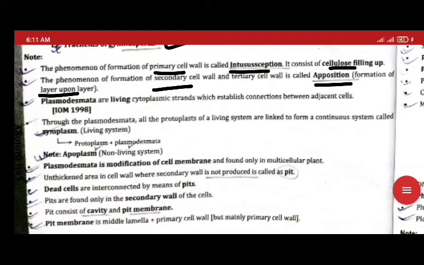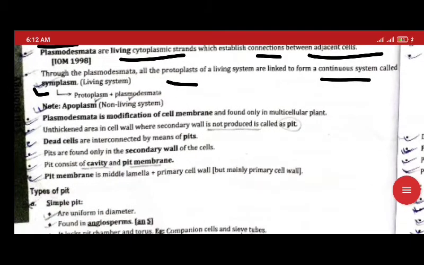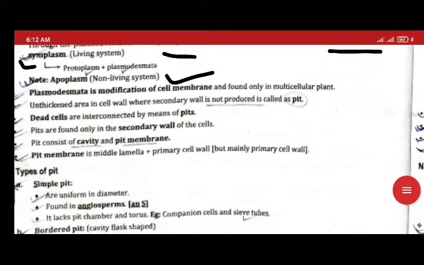Now plasmodesmata are living cytoplasmic connections between two adjacent cells. Through plasmodesmata, the protoplasm makes a continuous system, which is called the symplast, meaning a living system for connection. Now the apoplast is a non-living system. Plasmodesmata are a modification of the cell membrane found in multicellular plants.